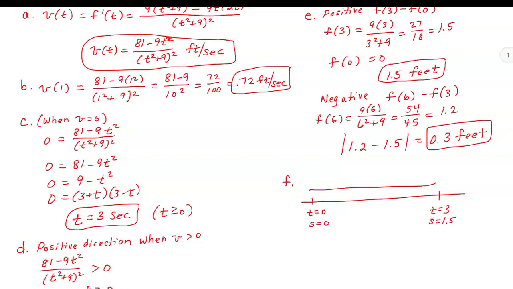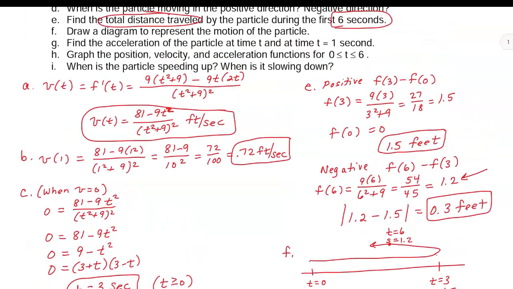And then it comes back. So at t equals 6, we know now that the position is going to be 1.2. Okay, that was calculated up here. So there's a diagram for the motion.